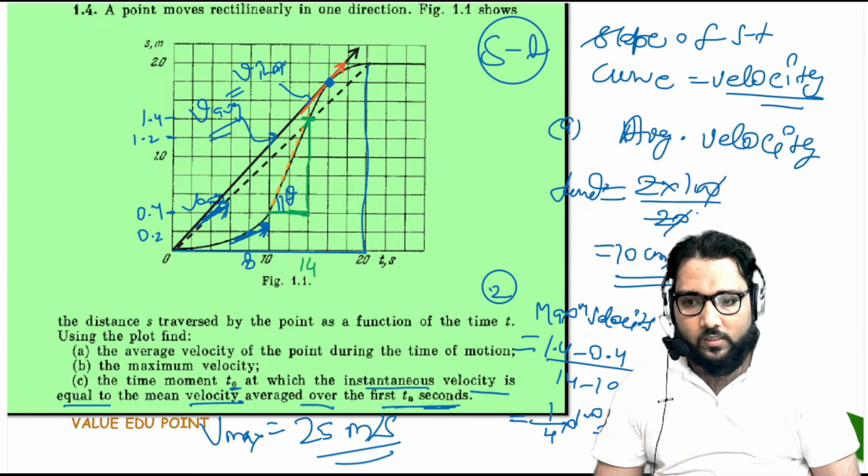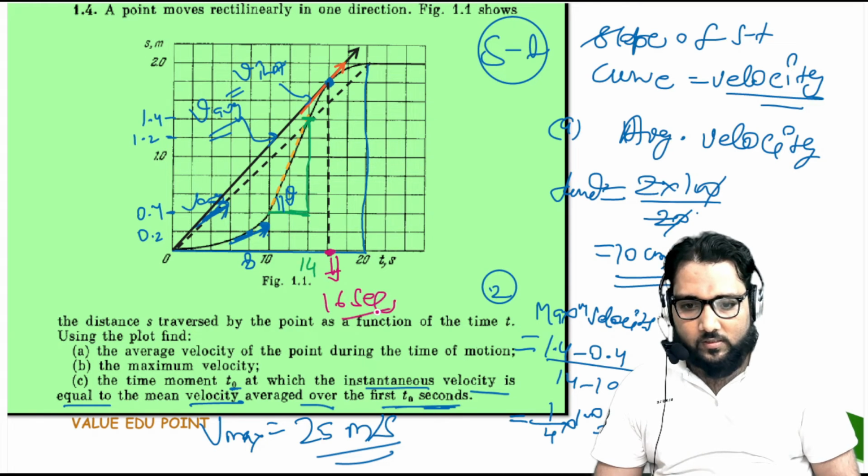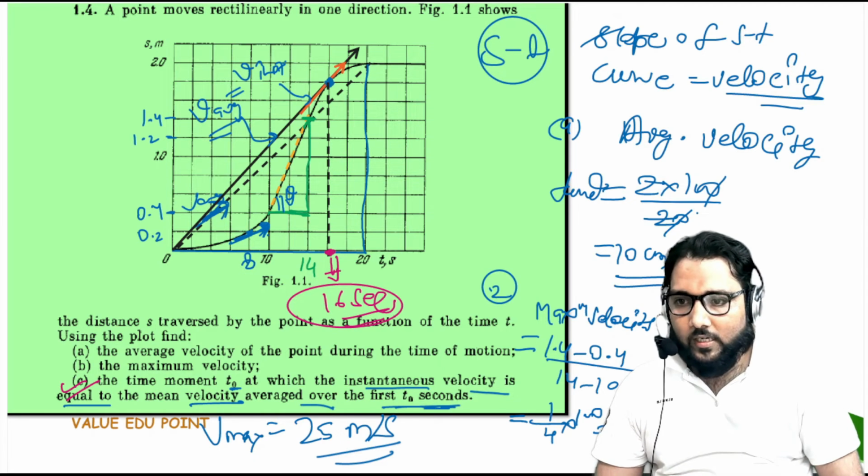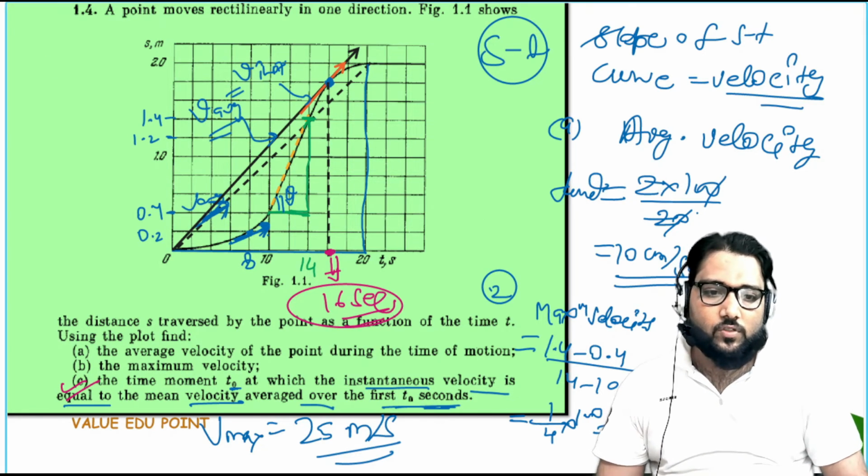When you drop this point horizontally onto the time axis, it comes to be 16 seconds. So the answer for the third question is 16 seconds. Is it okay, guys? The fourth question is completed.